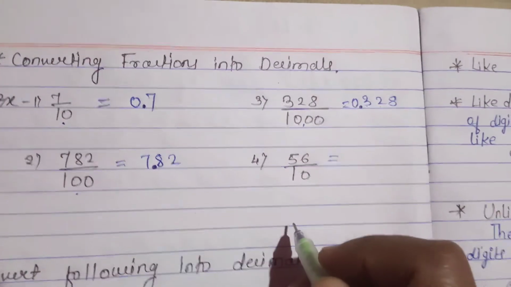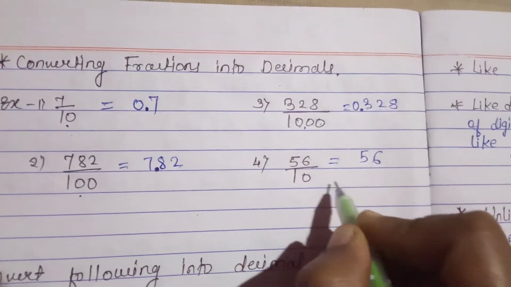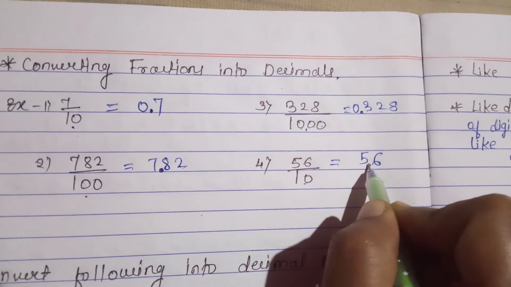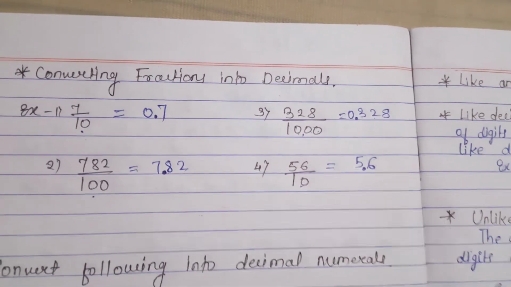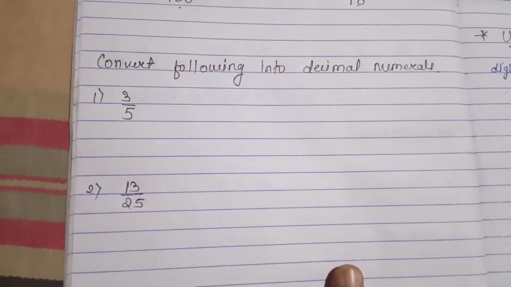Then next number is 56 by 10. Write down the first number as it is. How many zeros are there? 1 zero means we have to put the decimal point before one number. The answer is 5.6. So let us study the next point, that is convert the following into decimal numerals.